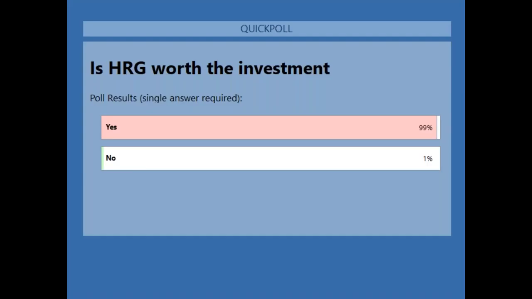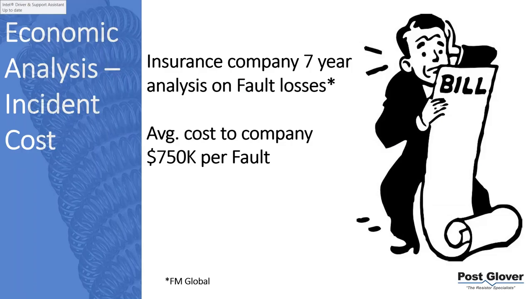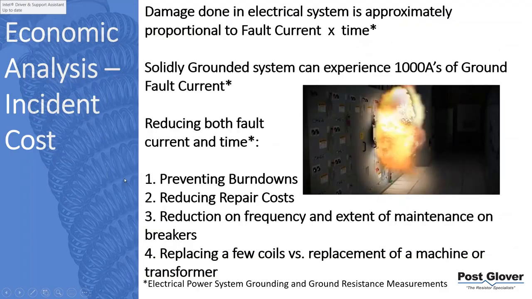So we're typically talking about solid ground systems where you have a ground fault, which almost, once again, 95% of the time starts out that way. And because of all the energy, you can get a situation that degrades into a phase-to-phase or even a 3-phase fault. That's where you typically have your damage. The average cost to a company is a lot of money per fault.